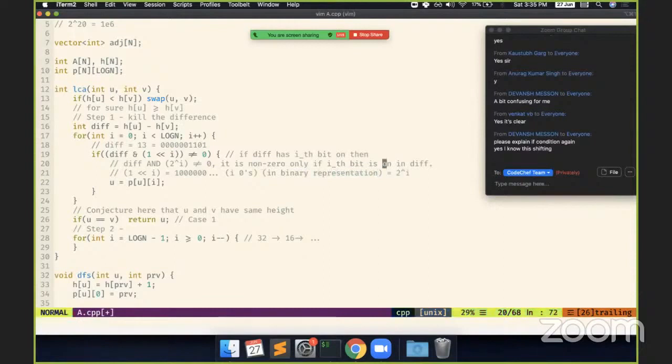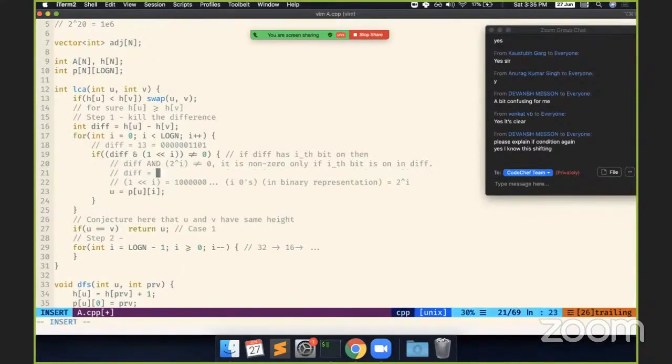Right. So 1 shifted by I bits is actually 2 to the power I. So I'm comparing, and this is the AND operation, right? This is the ampersand. So diff AND 2 to the power I. I'm just comparing the diff in its binary representation and 2 to the power I in its binary representation. Think about it. Diff looks like this.